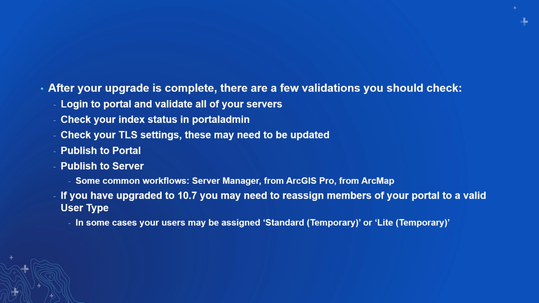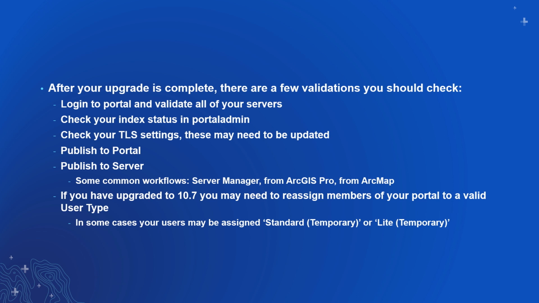In Portal Admin, you're going to want to check your index status. Even if you're upgrading to 10.7 or 10.7.1 and your content is on a file system and we've done that for you, check it. Just in case something had gone wrong, make sure it's in sync so you're not having any problems with searches or finding your content. While you're in Portal Admin, also check your TLS settings. It's possible that you have to make some changes here.